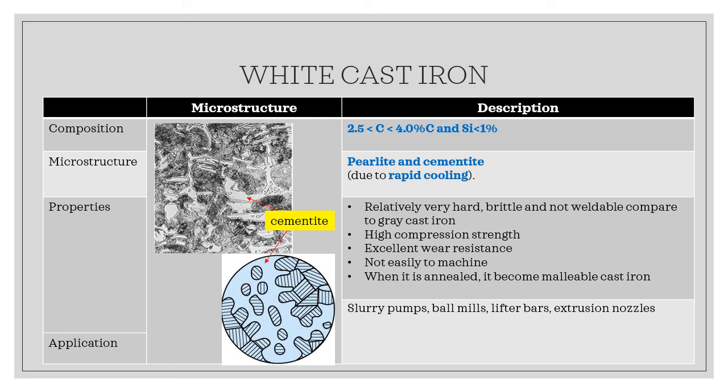So different from other cast irons, where it has graphite, this type of cast iron consists of cementite. It is applied as slurry pumps, ball mills, lifter bars, and many more.